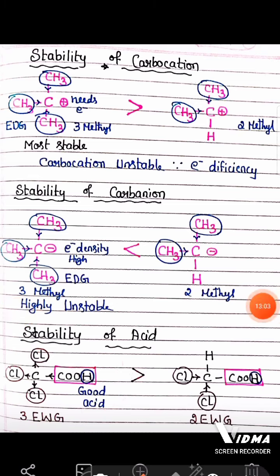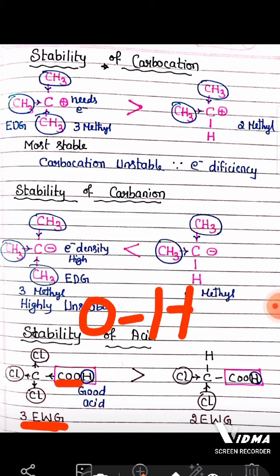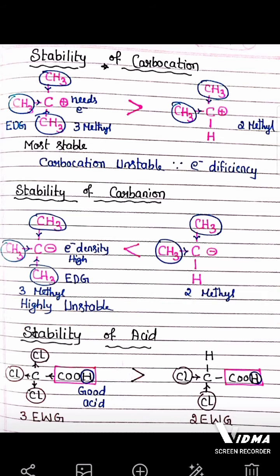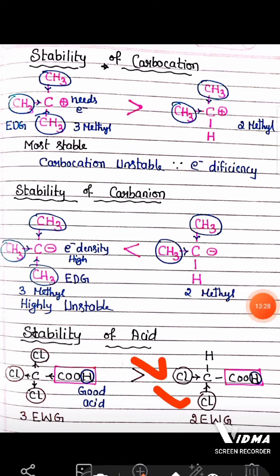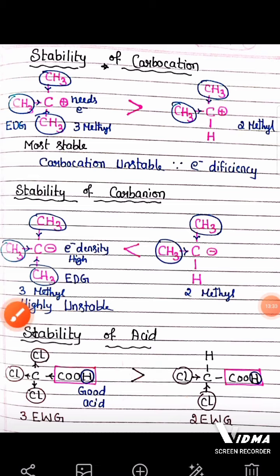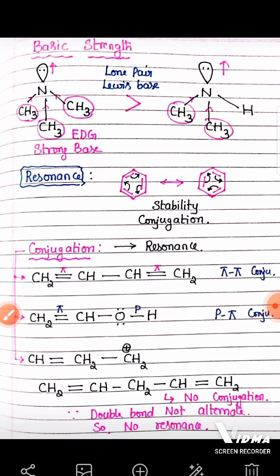So the presence of more electron withdrawing groups is going to withdraw the electrons and make the oxygen-hydrogen bond weaker, so that the hydrogen ion releases very easily. So that's why, as in this case there are 3 electron withdrawing groups, this will be considered a very good acid. And here only 2 electron withdrawing groups are there, so the release of proton will be slower when compared to trichloroethanoic acid.